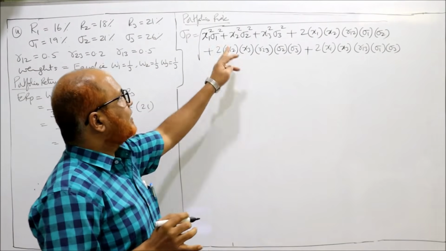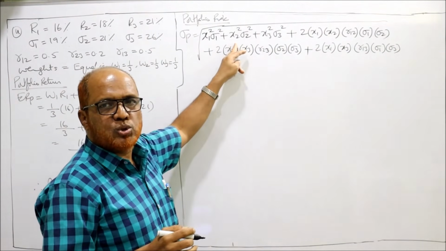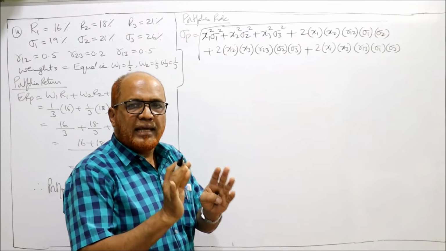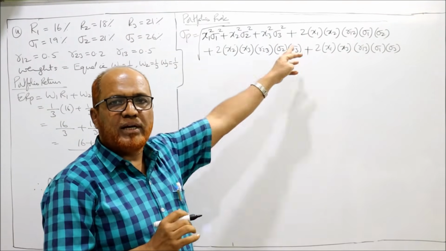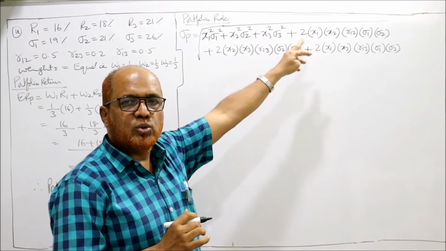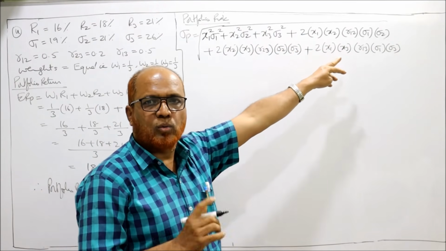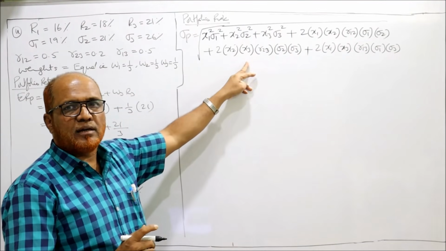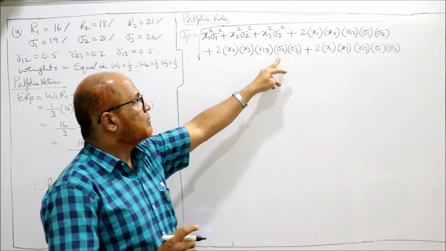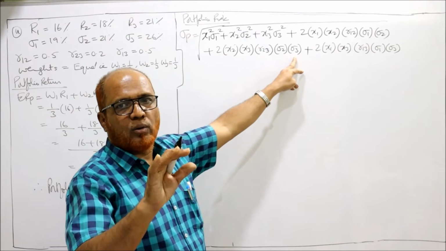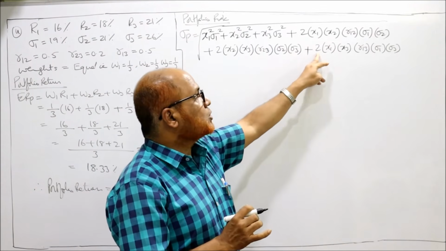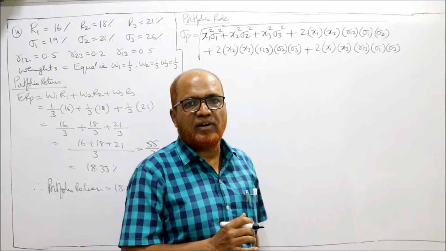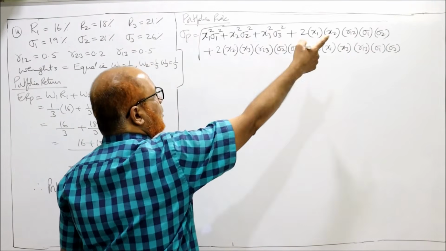Listen carefully here. First x1 square sigma 1 square, x2 square sigma 2 square, x3 square sigma 3 square. तीनों ले लिए. लेने के बाद अब 2 का कॉम्बिनेशन बनाएंगे. 2 into x1 into x2 into r12 into sigma 1 into sigma 2. एक हो गया. 2 and 3, 2 into x2 into x3 r23 into sigma 2 into sigma 3. ये 2 3 का हो गया. अब 1 and 3, 2 into x1 into x3 into r13 into sigma 1 into sigma 3. Now put it under root completely.